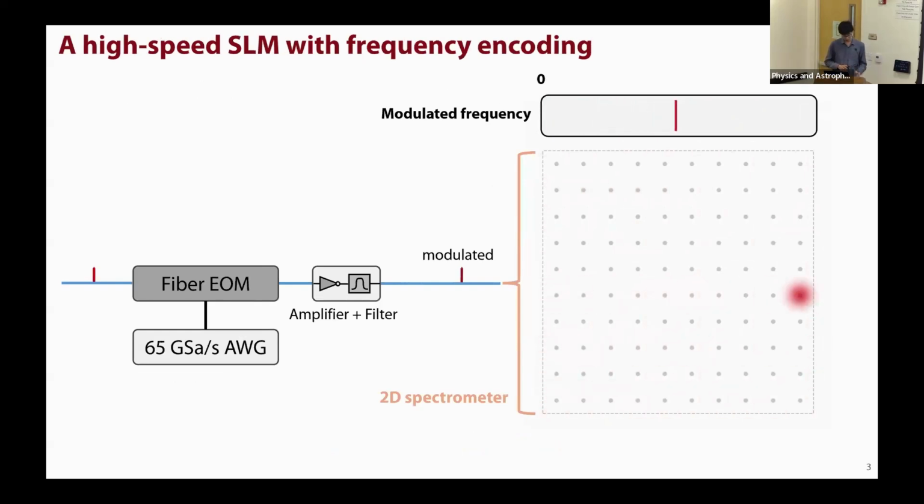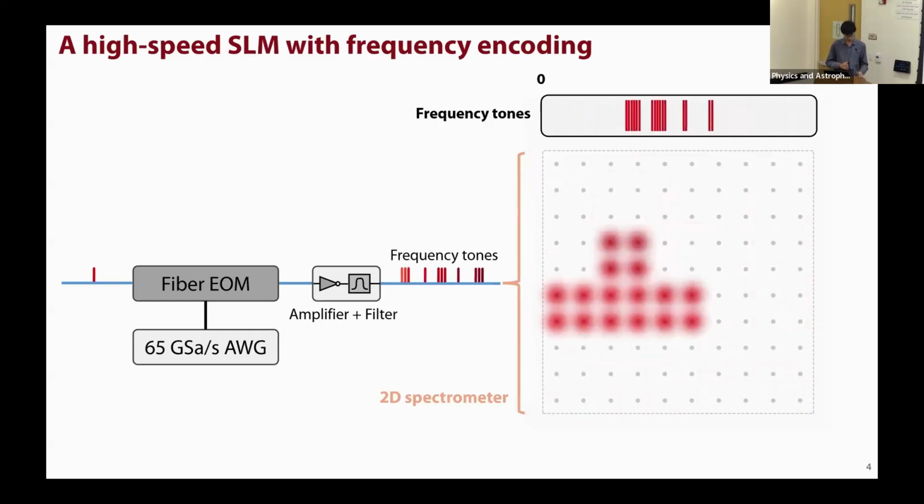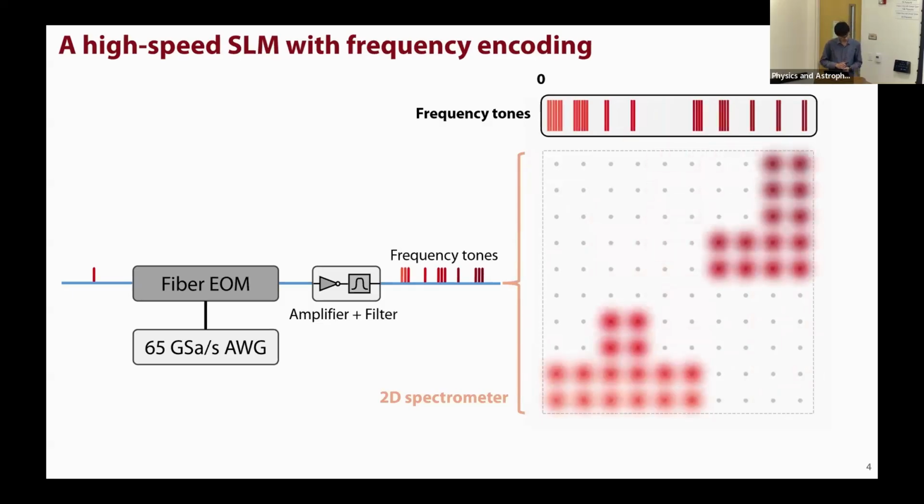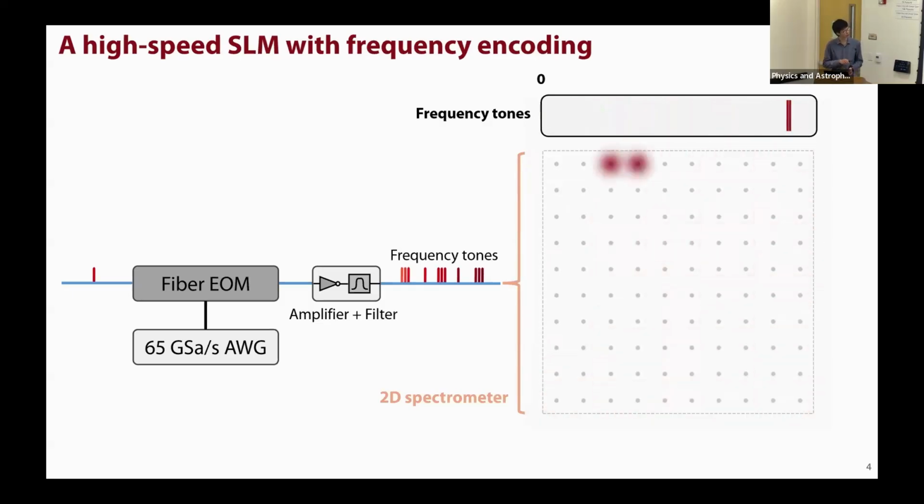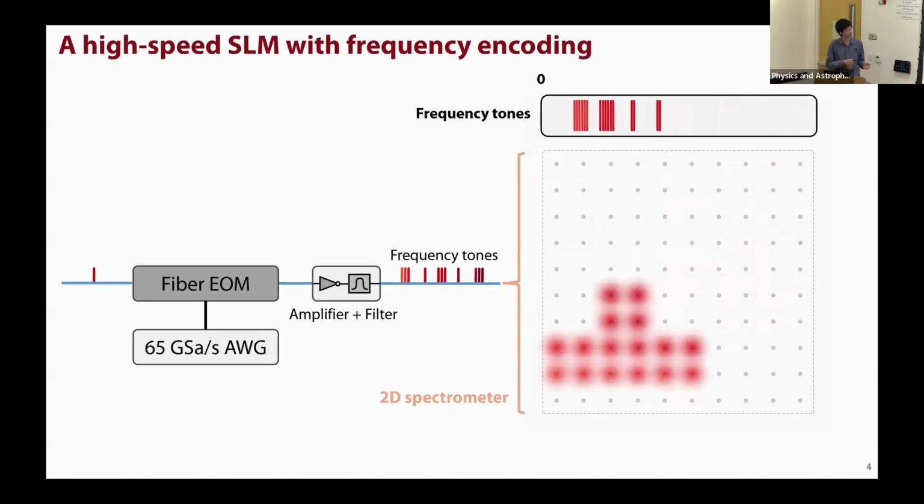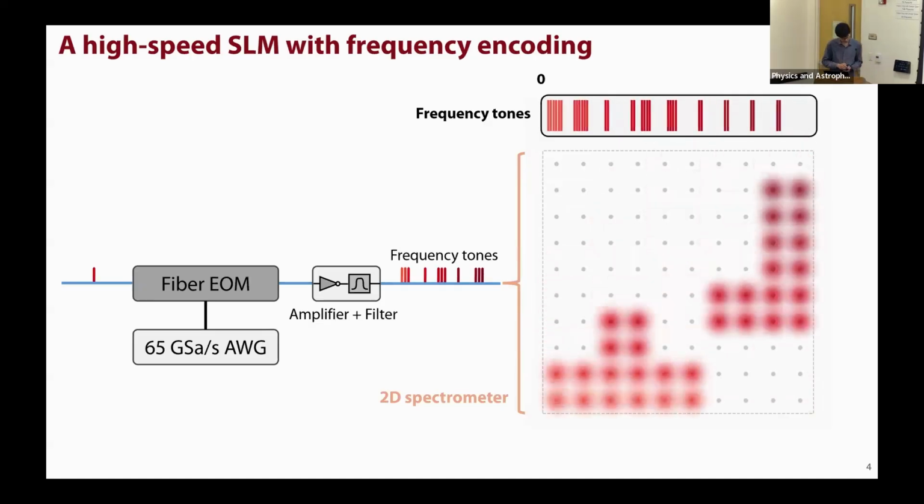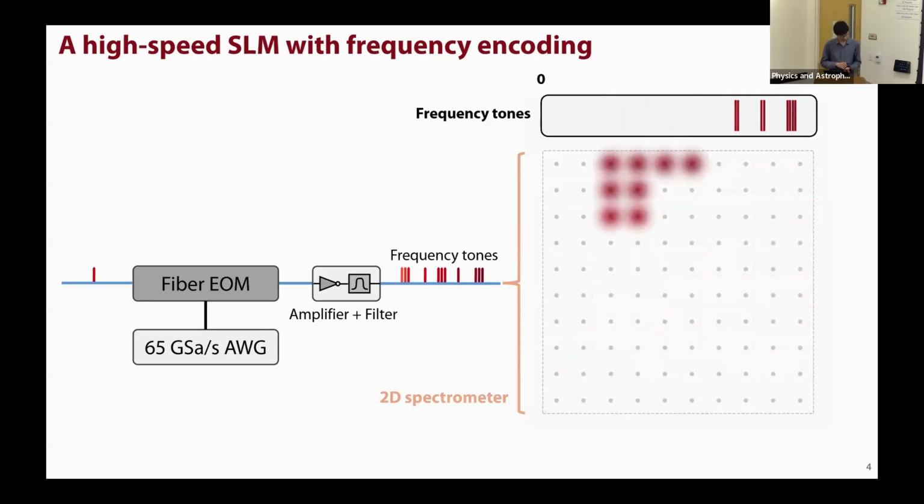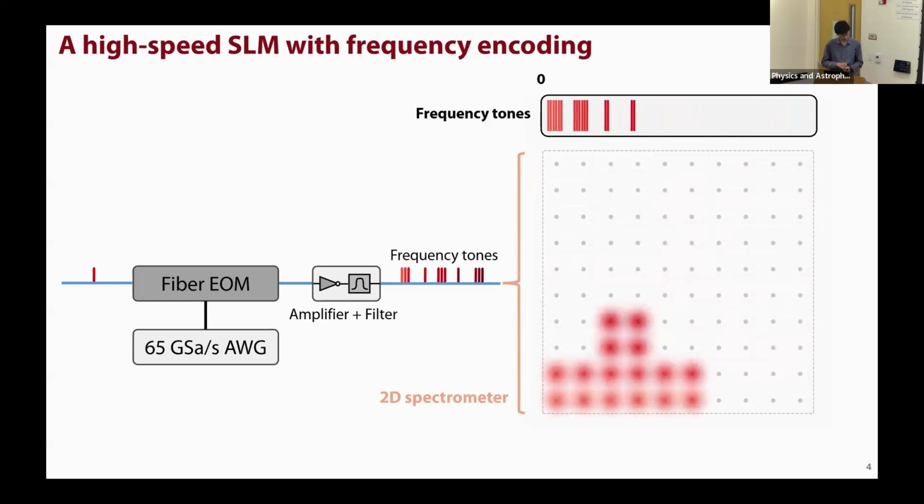We use a fiber electro-optical modulator to generate these optical sidebands, which then enter these 2D spectrometers, after amplification and filtering. Moreover, we can simultaneously generate many optical sidebands. In this way, we can write a spatial addressing pattern in the frequency domain onto the image plane. The system is then essentially a frequency encoded monitor.